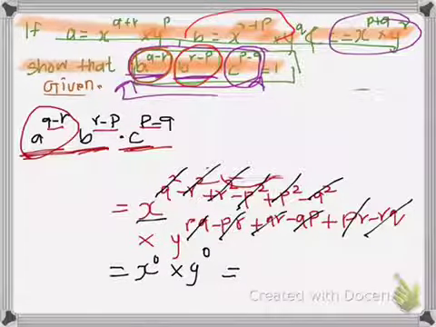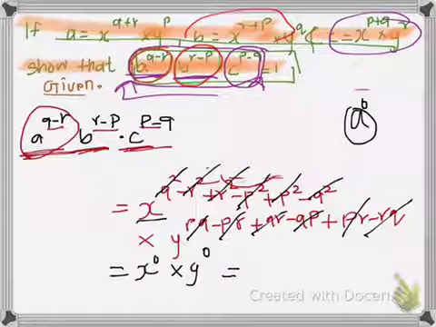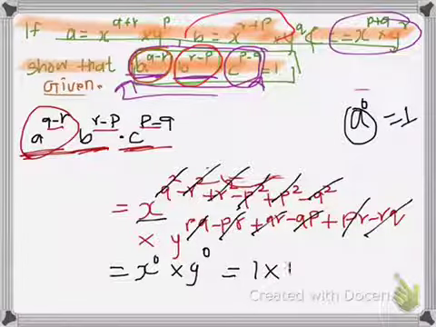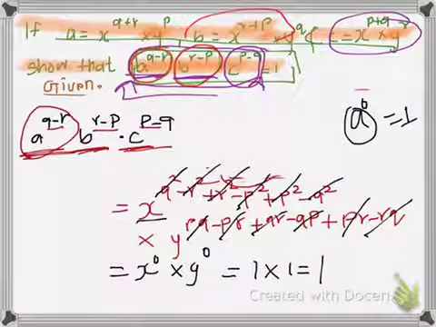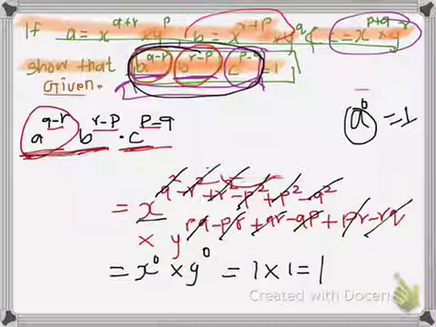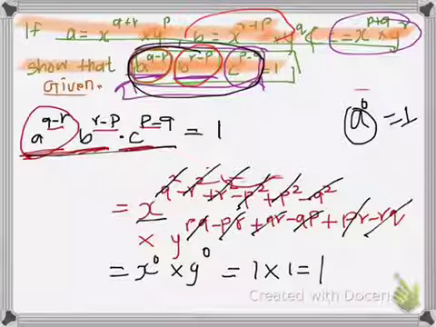And we know that any base which has a power of 0 means 1. This means 1 times 1, which is equal to 1. So we have shown that these three terms multiply to give 1. This is our answer, and I hope you got the concept.